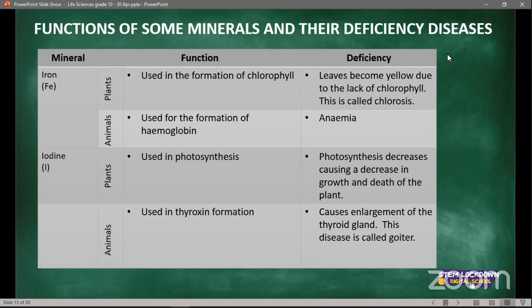So iron in animals is used for the formation of hemoglobin. What is hemoglobin? It is used for the formation of hemoglobin, and the deficiency leads to anemia. So anemia is a medical condition whereby a person does not have enough red blood cells in their blood. So you lack iron.